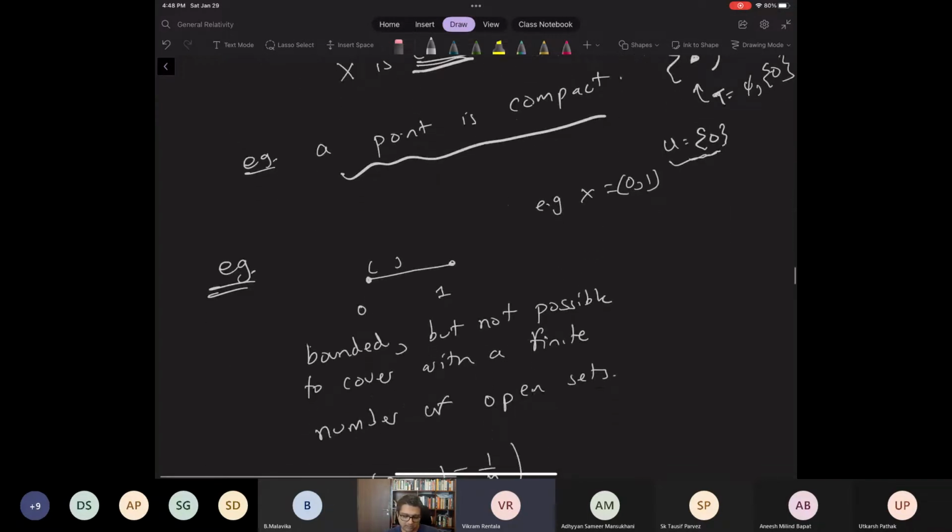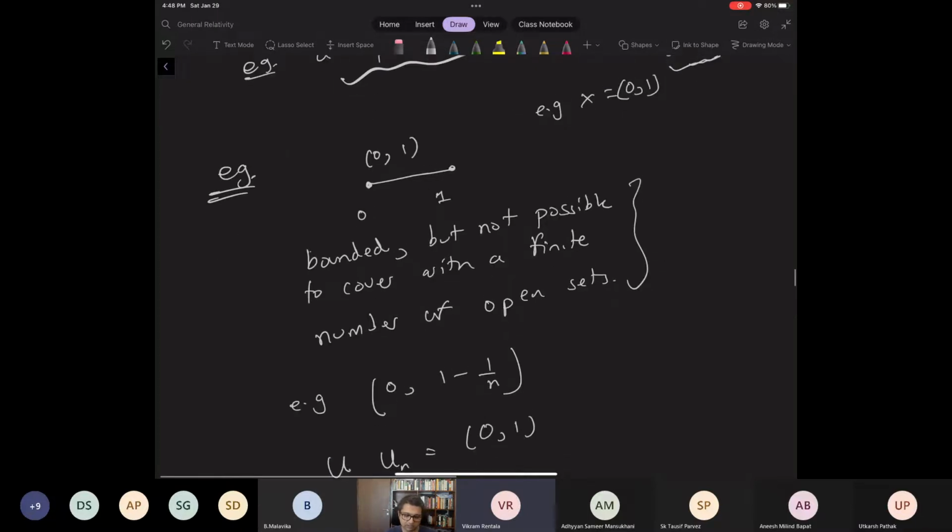But now let's look at another interesting example. If I take the open interval (0, 1), the open interval (0, 1) is bounded, in the sense of real numbers being ordered. There are values in R which are less than this, and there are values in R which are greater than this. But it's not possible to cover this with a finite number of open sets. So therefore this is not compact. The space (0, 1) is not compact.